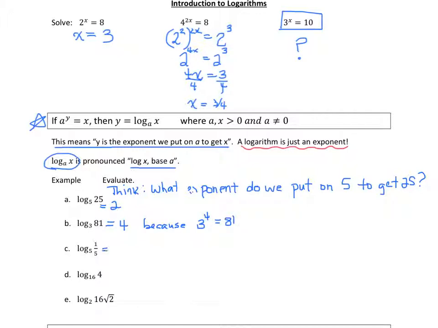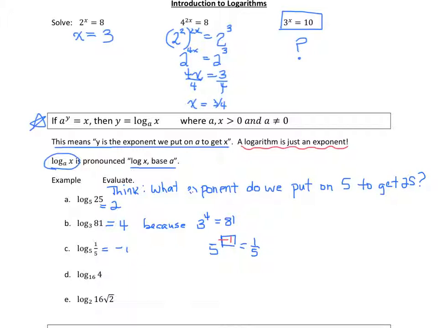Now the next one, we have a fraction here, which we have to think about for a minute. So again, think to yourself, 5 to what exponent gives me an answer of 1 over 5? Now the only exponent I could put on 5 that would give me 1 over anything would have to be negative. So in this case it would be negative 1. So log 1/5 base 5 is equal to negative 1.